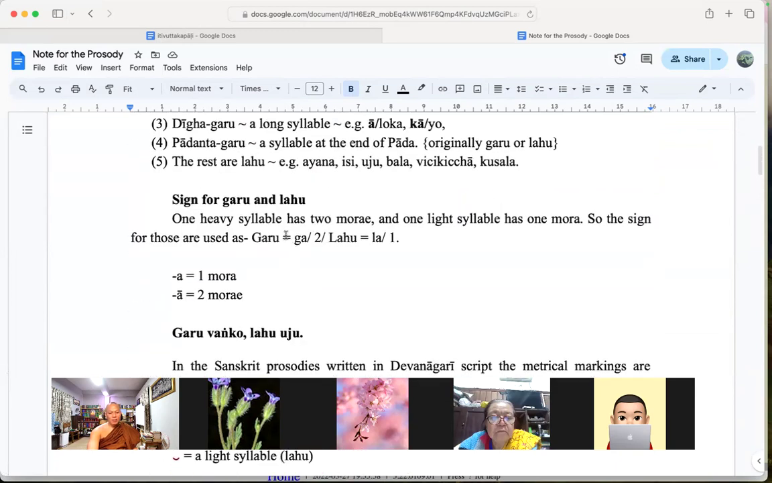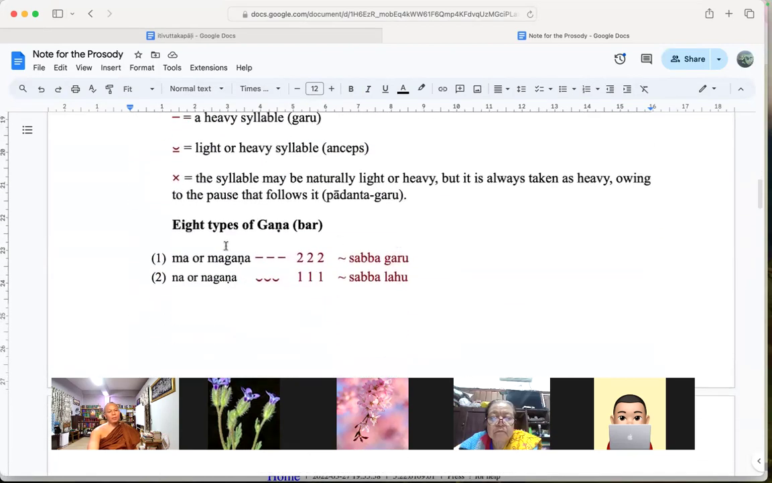Now here you see, we use the number 2 to represent group, and 1 is for lahu. After that, we have the 8 bars, or 8 ganas. Those 8 bars are each composed of 3 syllables. One bar is composed of 3 syllables. So to remember those different 3 syllables.